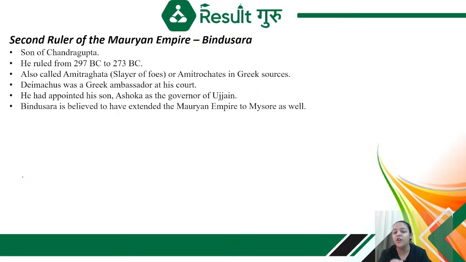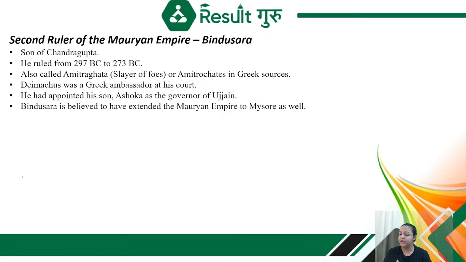Now, Demachus, the Greek ambassador in his court, appointed his son Ashoka as the governor of Ujjain, fine. And it is believed that Bindusar extended the empire almost to Mysore. So we can see Chandragupta Maurya was not able to extend the empire down south. The south was still independent, or not part of the Mauryan Empire. But Bindusar was able to do so. Okay, that's about the second ruler, Bindusar.